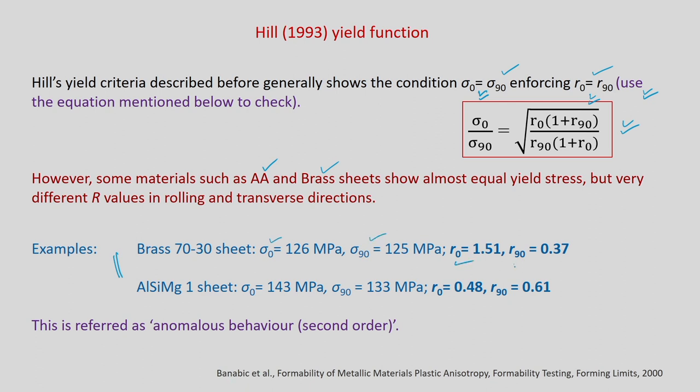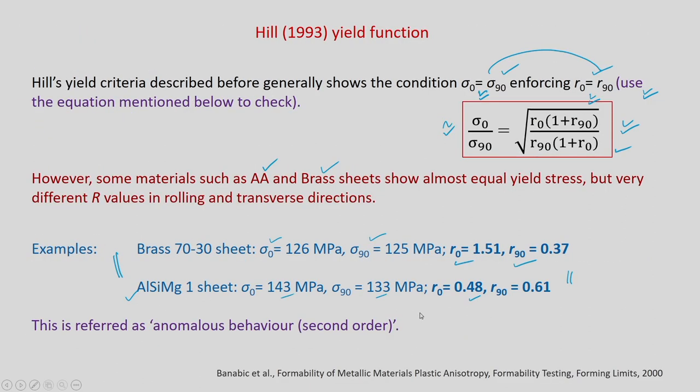But you see R0, R90, they are very different, which is actually breaking this particular requirement provided by this particular equation. Similarly, for this particular alloy, if you take it, sigma 0 and sigma 90 are almost the same, but R0 and R90 are relatively different. These two examples show that we need to be careful using the Hill 1948 yield function for some materials like this, because this particular equation enforces these two conditions to hold, which is not the case in such materials. This is referred to as anomalous behavior, second order.